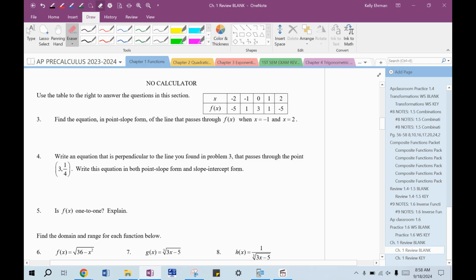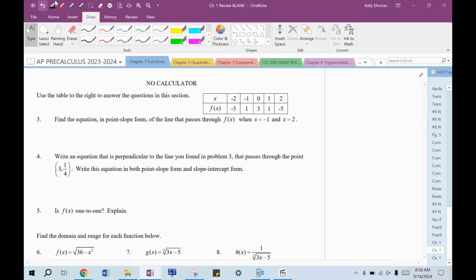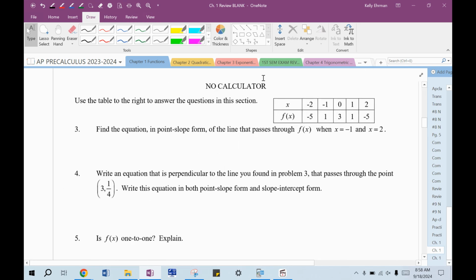All right, for the non-calculator part, we're going to start with this table here at the right. It says find the equation in point slope form. You've got to know what that one is. That's y minus y1 equals m times x minus x1. So find that equation of the line that passes through f of x when x is -1 and 2.